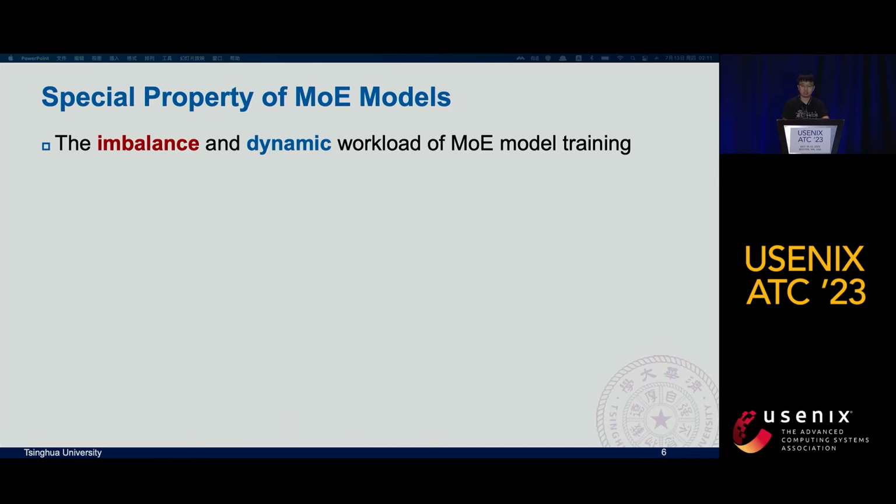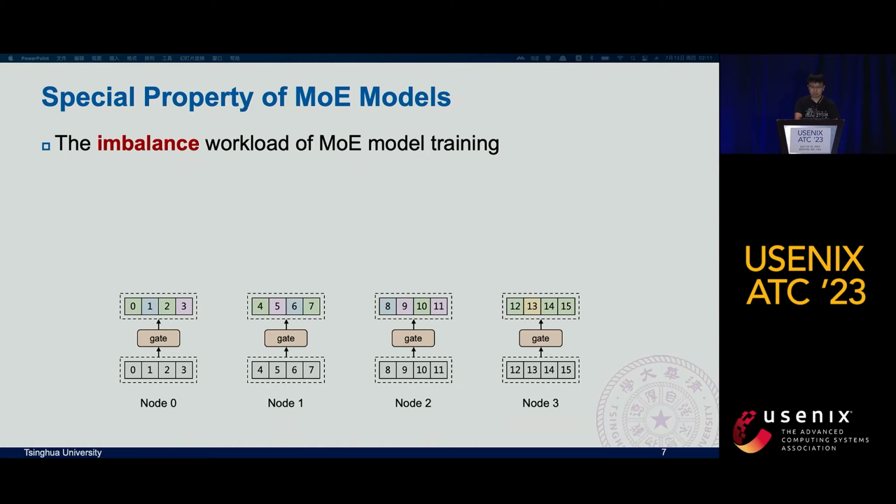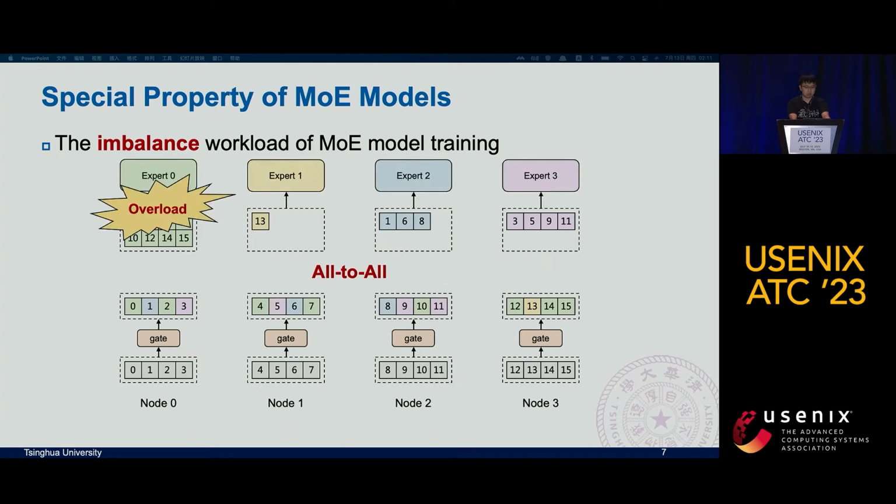To understand the limitation of existing works, let's first delve into two key properties of MoE, imbalance and dynamic workload. In MoE training, each node processes different input data. The gating network independently assigns experts to each token, which may be located remotely. This introduces an all-to-all communication to rearrange the data. This can lead to overloaded experts and finally result in an imbalanced workload. It could hurt training performance because there is some low GPU utilization.